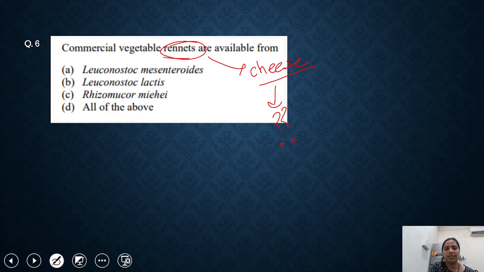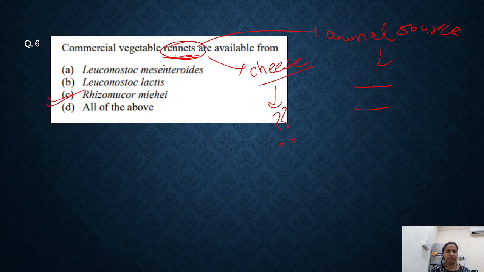So this rennet, normally it is from animal source, but taking it from the animal source has various limitations, like the amount is very low and the process is not very commercial to extract it. So what is happening, they shifted this rennet from animal source to the fungi and other microorganisms. So now they are asking, this commercial vegetable rennet is available from, this is mainly produced using Rhizomucor miehei. Okay, so you must know which microorganism is used where, because this is really important. So for this question, answer is C.